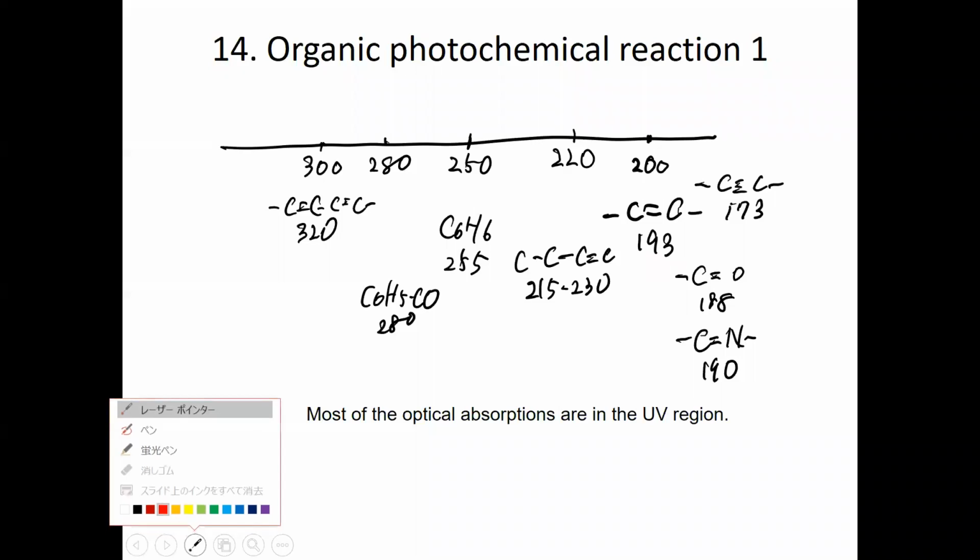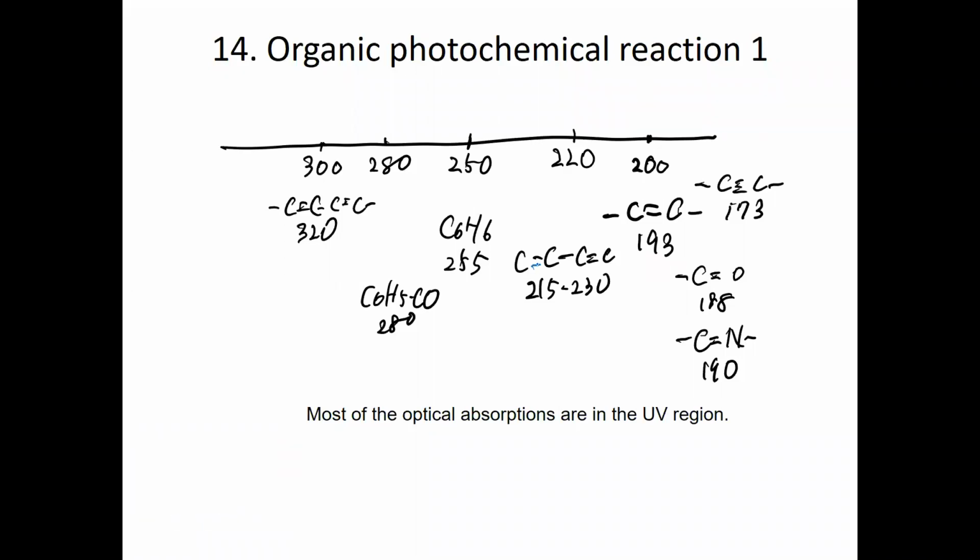And also, for a conjugated double bond, it's around 200 to 230. And if you use benzene, it's around 260 nanometer. And if you connect the carbonyl, it's further into the visible direction, though it's still 300 nanometer, and so on.